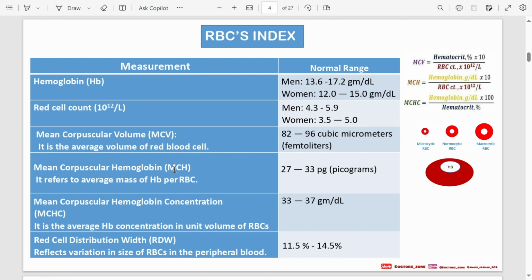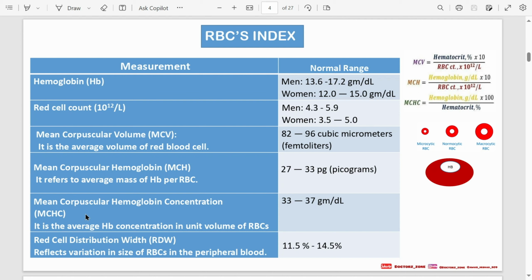Then is the mean corpuscular hemoglobin, MCH, which is the average mass of hemoglobin per red blood cell. Consider this is the red blood cell and this is the hemoglobin. So MCH is this average mass of hemoglobin per red blood cell. Its formula is MCH is equal to hemoglobin divided by RBC count and multiplied by 10, and its normal range is 27 to 33 picogram.